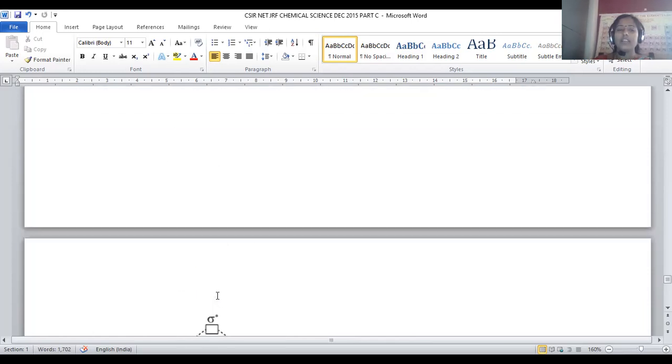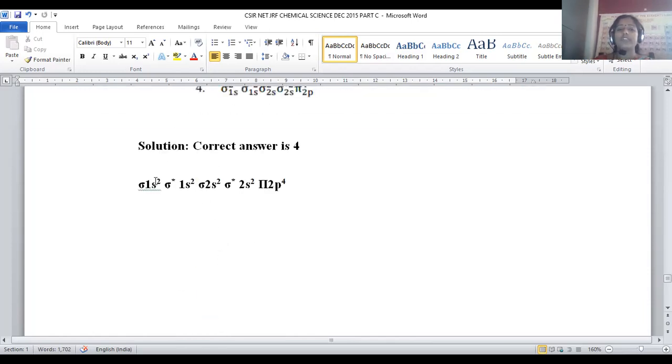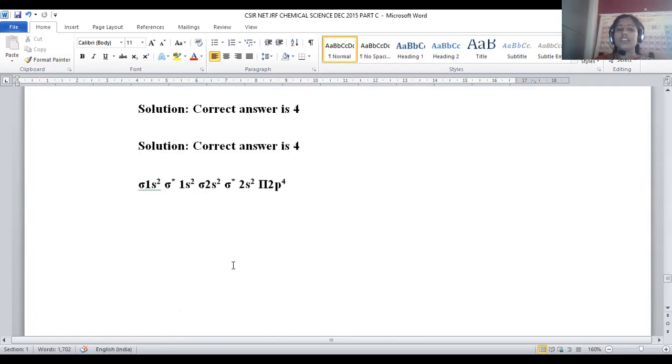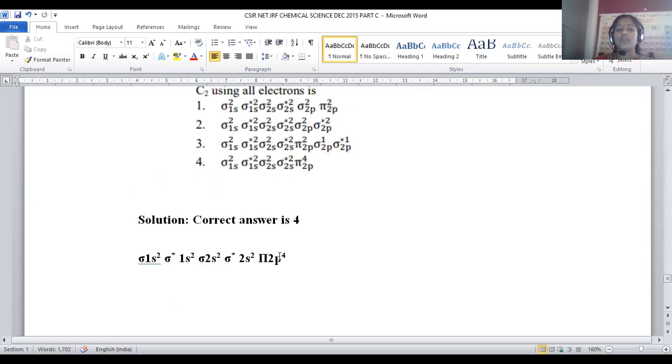How can we write the molecular orbital electronic configuration for this carbon molecule in accordance with MOT theory? Sigma 1s is 2, sigma star 1s is 2, sigma 2s is 2, sigma star 2s is 2. Then pi 2px2, pi 2py2. Being these two are degenerate, you can indicate it as pi 2p4, right? Since both are degenerate in nature, it can be indicated in this manner also. So this exact configuration is mentioned in option number 4.